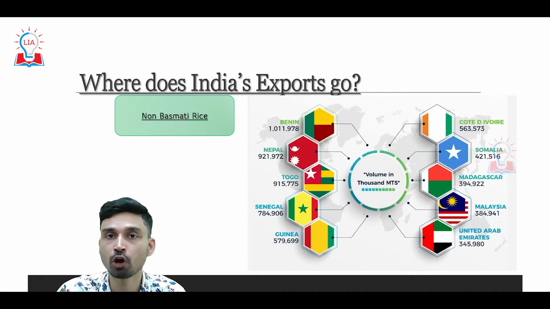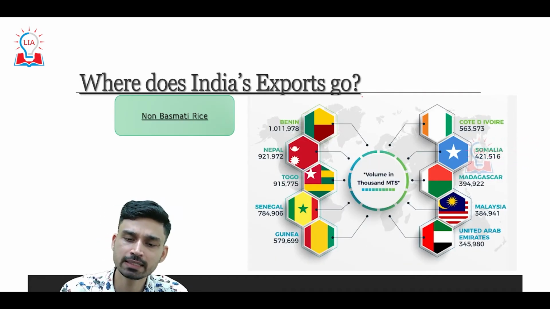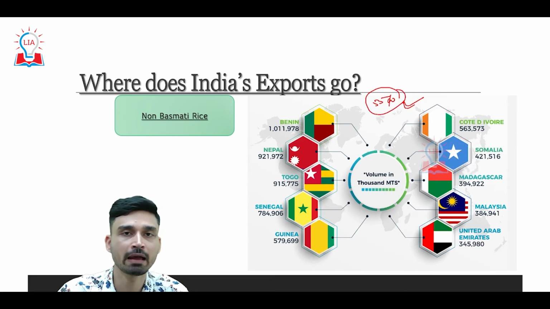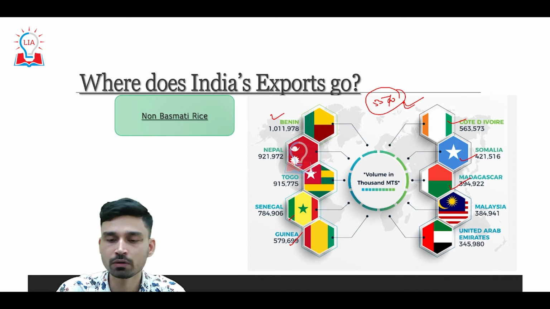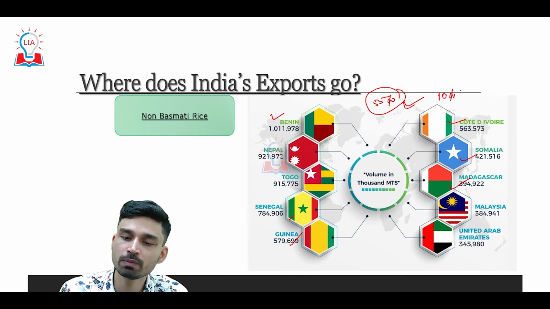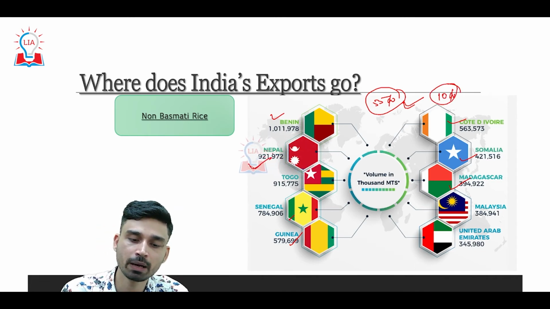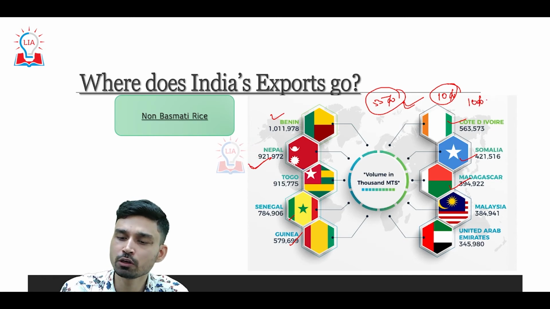On the other hand, when non-basmati rice is concerned, we can see that 55% of non-basmati rice goes to countries in Africa, and the major African countries importing India's rice, as you can see from the map here, are Benin, Cote d'Ivoire, Somalia, Madagascar, Guinea, Senegal, Togo, these kind of countries. Apart from this, around 10% of non-basmati rice is taken by Nepal, and similarly about 10% is exported to China.